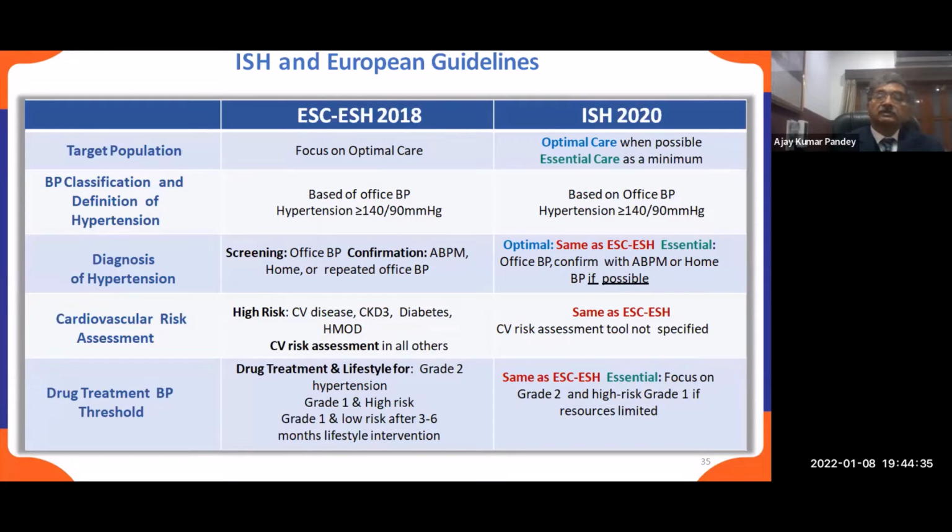The target population, the focus on optimal care is there. BP classification I have already discussed with you. Diagnosis of hypertension, screening in office BP, confirmation by ambulatory BP, cardiovascular risk assessment is always there, and high-risk patients should be identified by CV risk assessment, CKD, diabetes, and CV risk assessment should be done in all other patients. Drug treatment and BP threshold: drug treatment and lifestyle for all grade 2 hypertension patients, grade 1 and high risk, grade 1 and low risk after 3 to 6 months of lifestyle intervention.